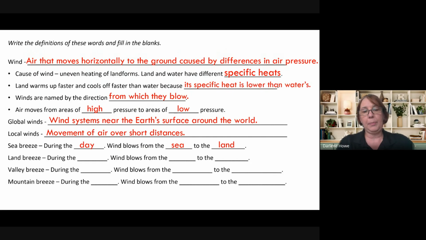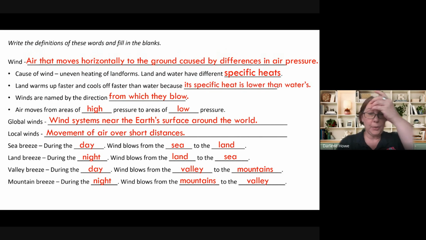The opposite happens at nighttime. So the land breeze happens at night. Wind blows from the land to the sea. Again, it's a land breeze, so it has to be named from where it starts. Valley breeze. Do you see a pattern forming here? Valley breeze happens in the daytime, and a valley breeze blows from the valley to the mountain. Again, mountain breeze. We have to flip it all around, same as we do for the sea breeze and the land breeze. Mountain breeze happens at nighttime. Wind blows from the mountains to the valleys, because we've got different heating of those different areas.